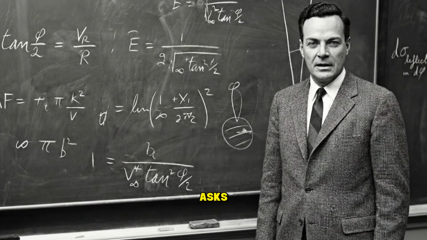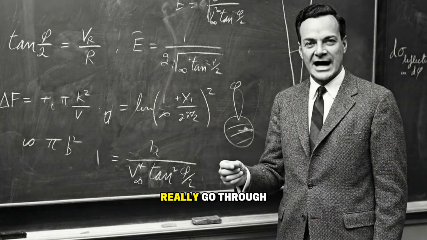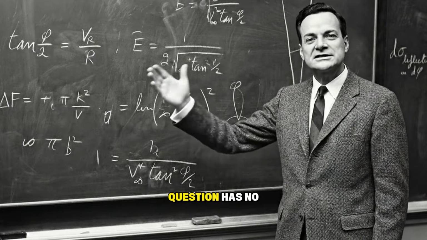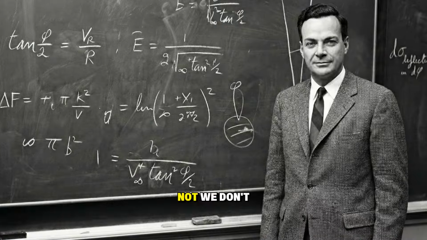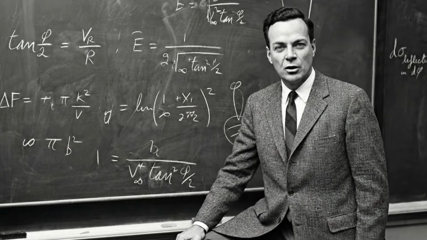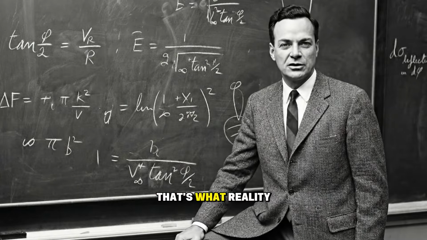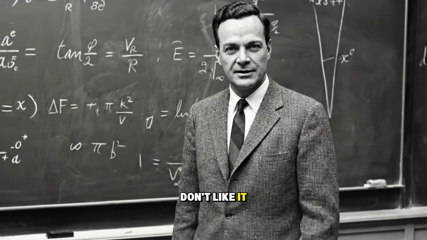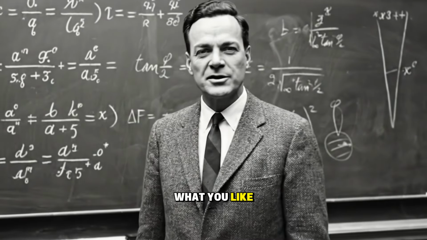So when someone asks, but which slit did the electron really go through? The only honest answer is, if you don't measure it, the question has no answer. Not, we don't know the answer. The question itself doesn't apply. That's quantum mechanics. That's what reality actually is at the smallest scales. And if you don't like it, well, reality doesn't care what you like.